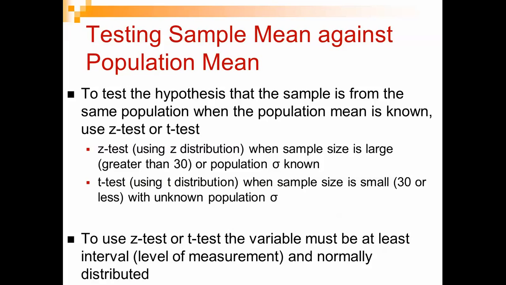And then the t-test, we're going to use the t-test or the t-distribution when the sample size is small, 30 or less, and we have an unknown population standard deviation. To use the z-test or t-test, the variable must be at least interval level of measurement and normally distributed.